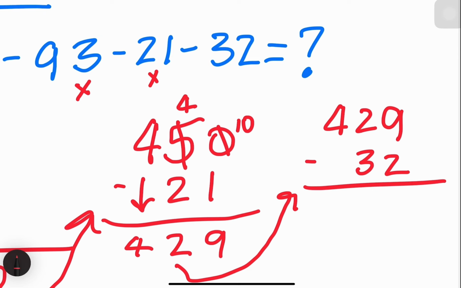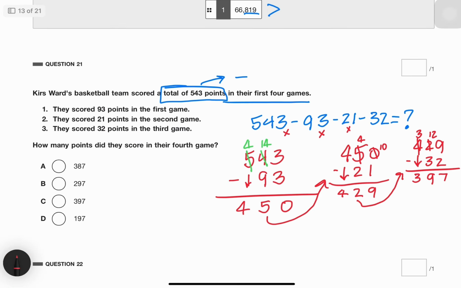I know that 9 minus 2 is 7. I cannot do 2 minus 3, so I need to borrow 1 from my neighbor, which makes this 2 a 12, and I'm going to take away 1, which makes this a 3. I know that 12 minus 3 is 9, and 3 minus nothing in this case would be 3. So the answer that I'm left with is 397. All right, that will be C.